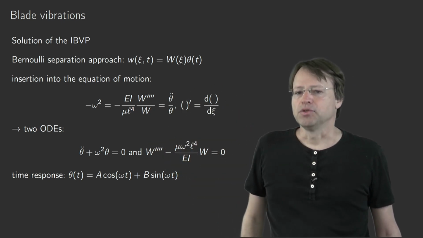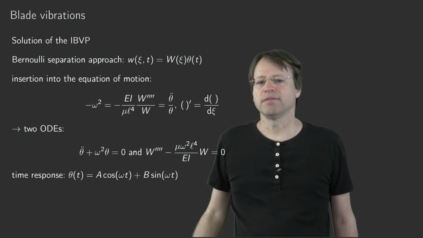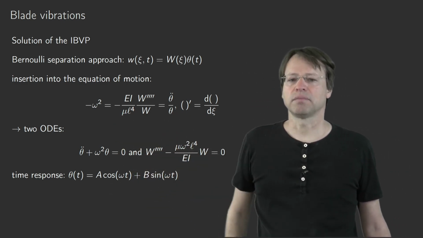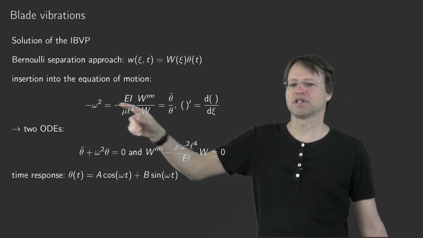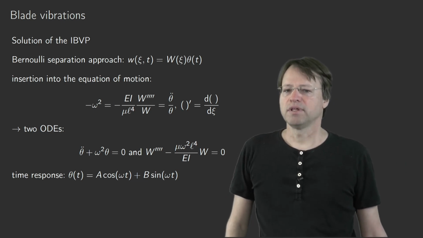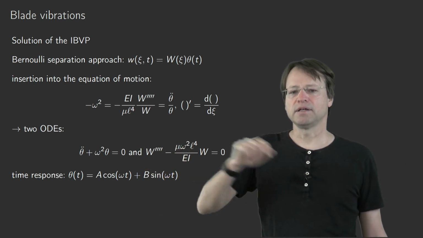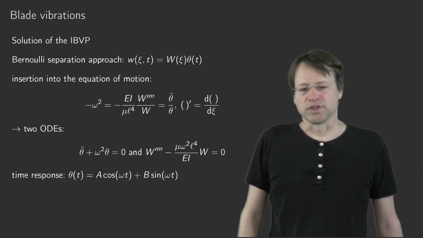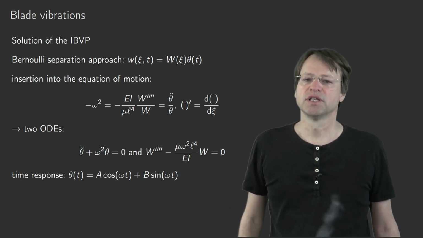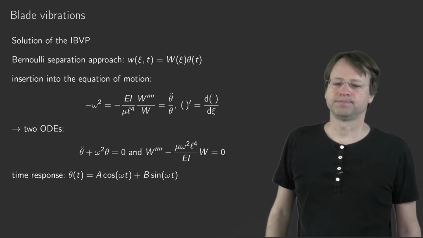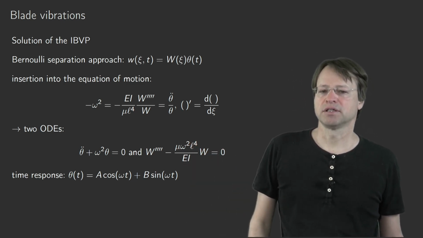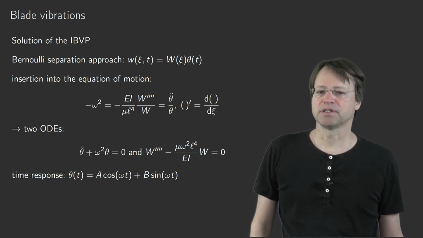We deduce that the left-hand side and the right-hand side must be constants. We introduce a constant minus omega squared here. The negative sign has been chosen because the positive sign would not lead to more meaningful solutions. We then get two ODEs. The first one is well known to us. It's the ODE of a single degree of freedom oscillator, free undamped vibrations. And the second one is a fourth order ordinary differential equation that governs the space dependence expressed by the function capital W.